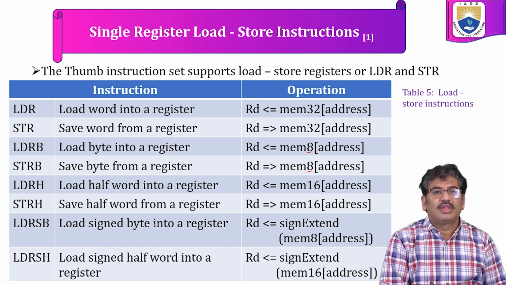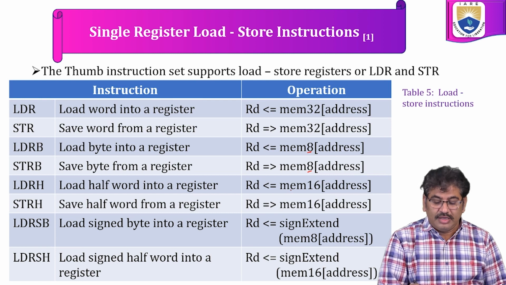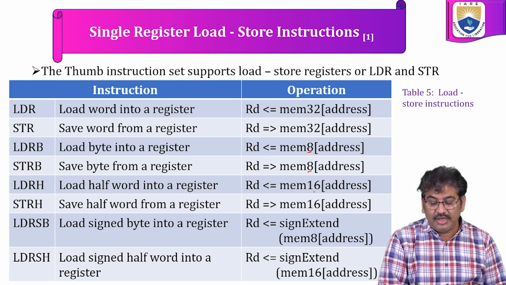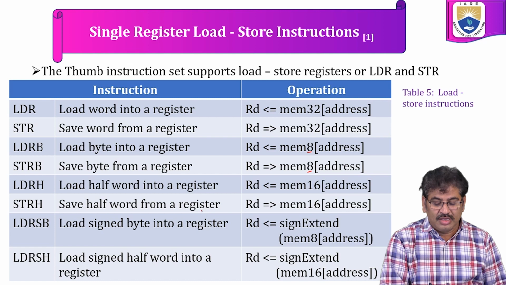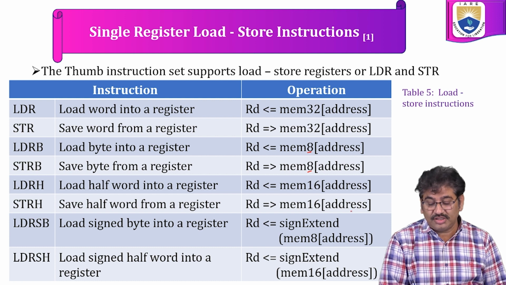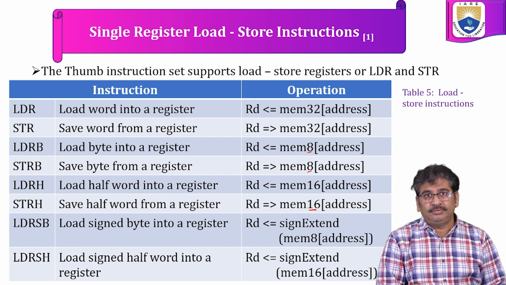Next, LDRH, which is load halfword into a register. Here, this instruction will copy the 16 bits of data from the memory into RD register. The next one is STRH, which is for save halfword from a register. This instruction will copy the register contents RD into the memory location whose address is specified in the instruction, and the size of the data which it is transferring is 16 bits.